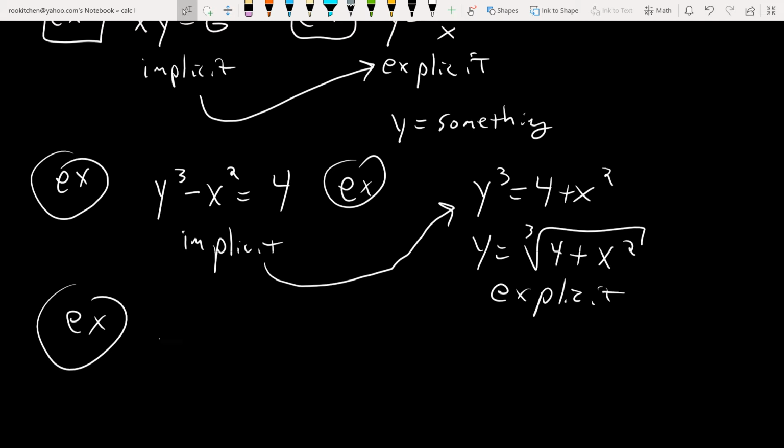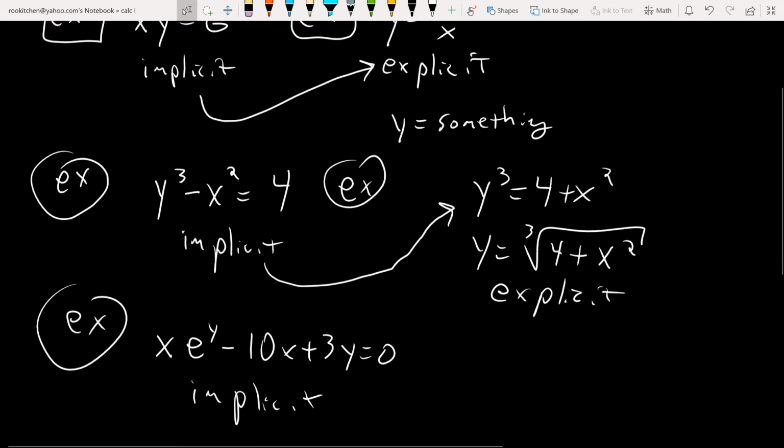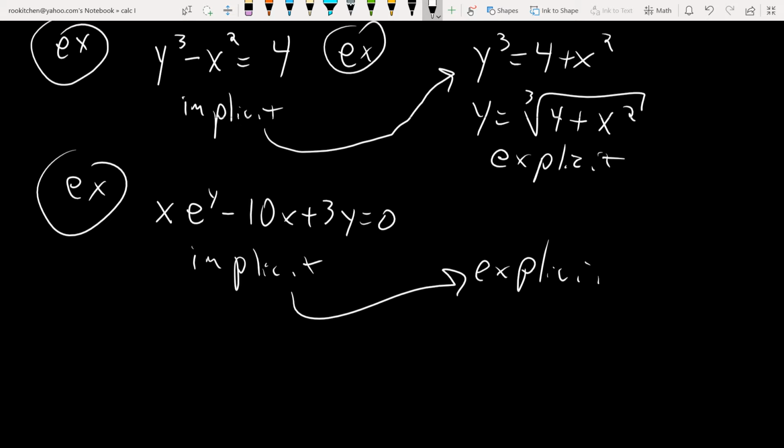Another example, how about x e to the y minus 10x plus 3y is 0. Okay. And of course, again, this is implicit. In the above two examples, we could solve for y, right, and then take the derivative. No big deal. In this example, you would be pretty hard-pressed to find the expression in terms of y. You could pause the video and take a couple minutes and try to solve for y and see what happens, right? So the explicit form, in this case, I just don't know.